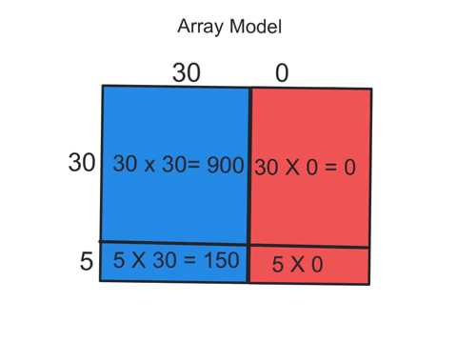Now we can multiply. 5 times 0 will give us 0. 5 times 30 will give us 150. Now we move over to the tens place. 30 times 0 will give us 0. And 30 times 30 will give us 900. If all four of these areas are added, we would get the answer 1050.